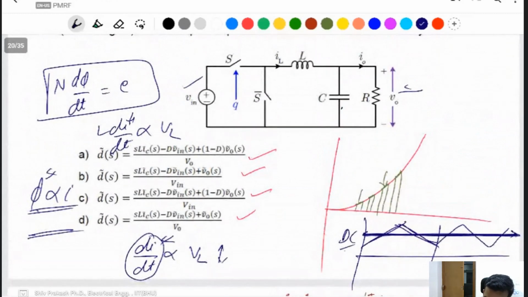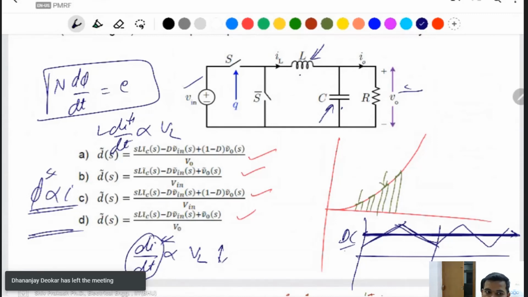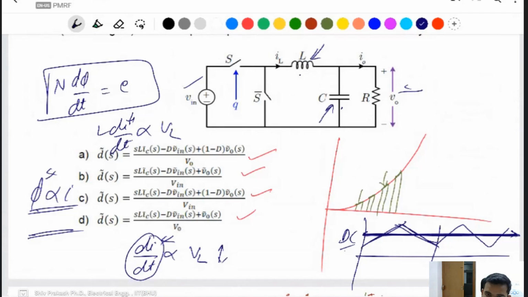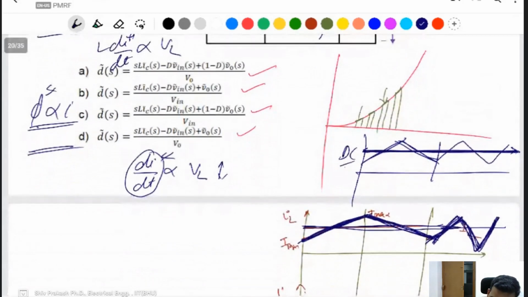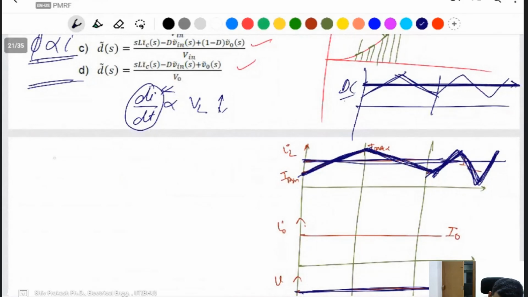To analyze this, first of all find the inductor voltage in the on time and off time. After that, the inductor current, because we have only two energy storing elements to analyze. The capacitor and inductor will not work on DC, they will work on AC. That's why we focus on these two elements only, inductor current and capacitor voltage. You know about the buck converter?